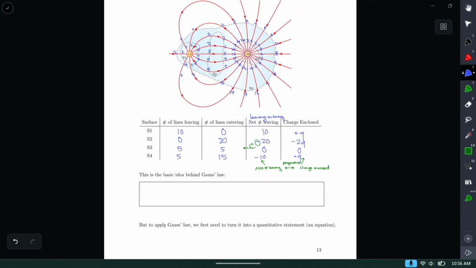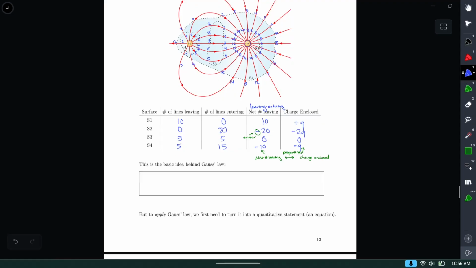So that's the observation that Gauss made: if I enclose my charges in an imaginary bag, I wrap them up in it, and I just count how many field lines poke out of that bag in the net, I know something about how much charge is inside, or vice versa. If I know about the charge inside, I immediately know something about how many lines poke out or into the bag.